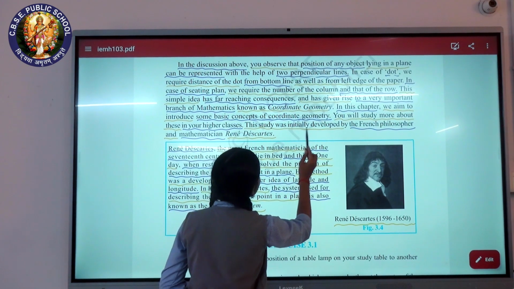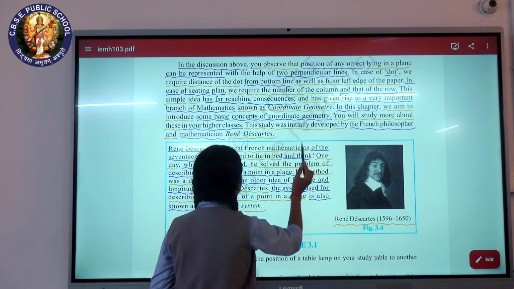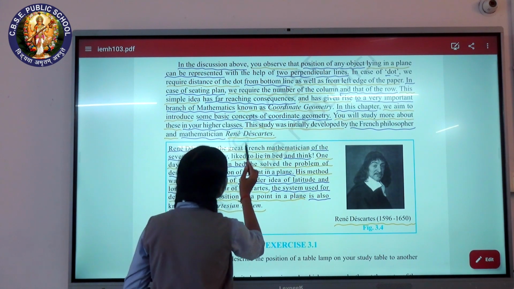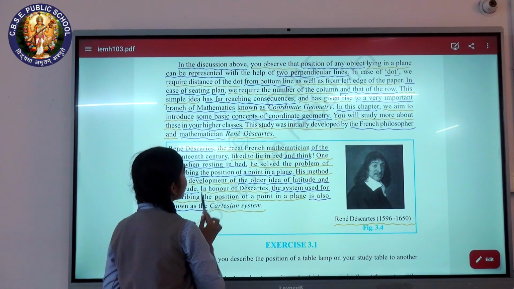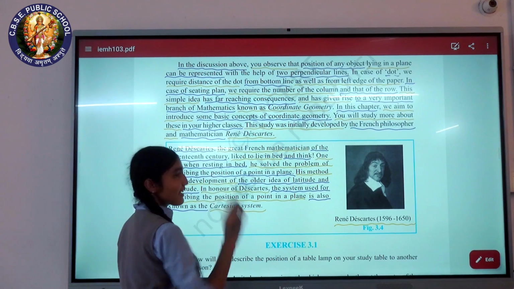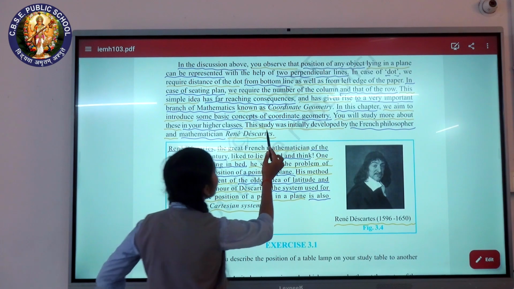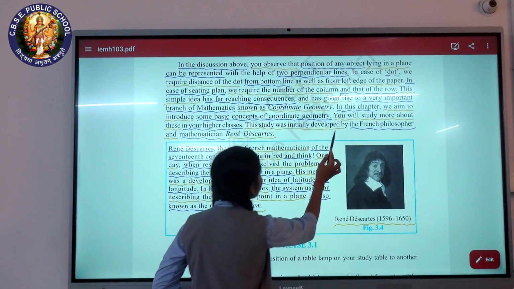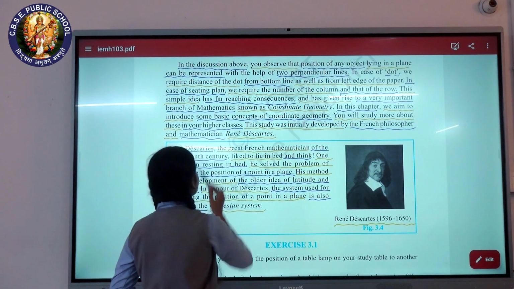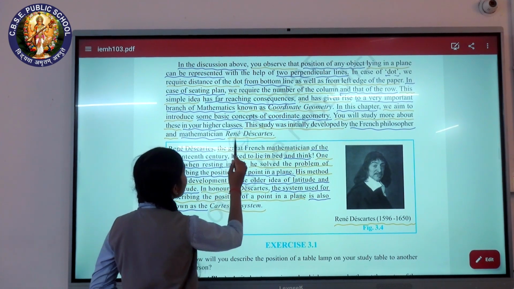This study was initially developed by the French philosopher and mathematician René Descartes.